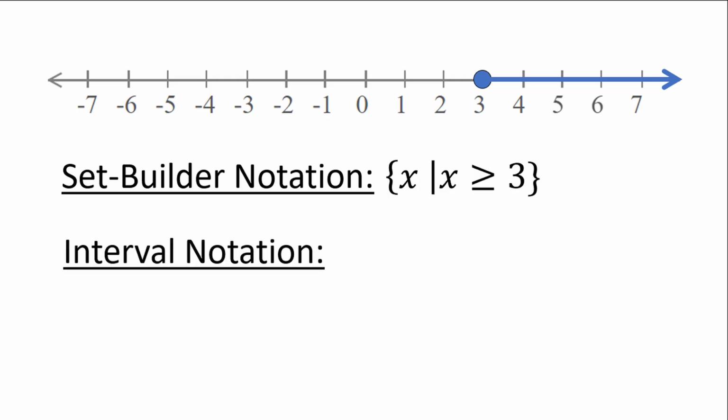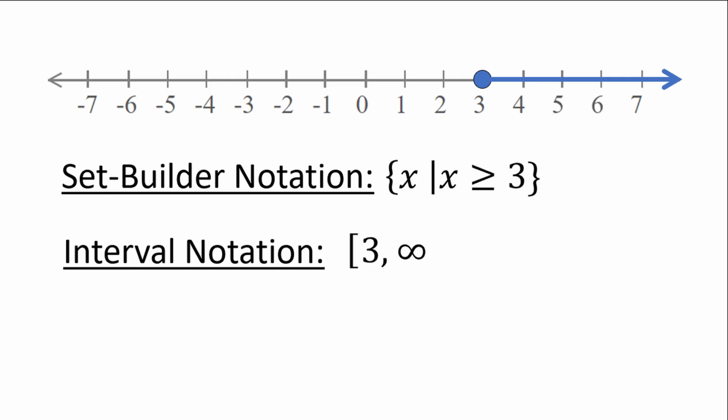For interval notation, we have to do something slightly different. Typically, we write the two numbers that we are bounded between, separated by commas. In this case, the lower bound is 3, but there is no upper bound. The interval goes forever to positive infinity. So we write just that, 3, positive infinity. We use a square bracket on the 3 to indicate that 3 is part of the interval.